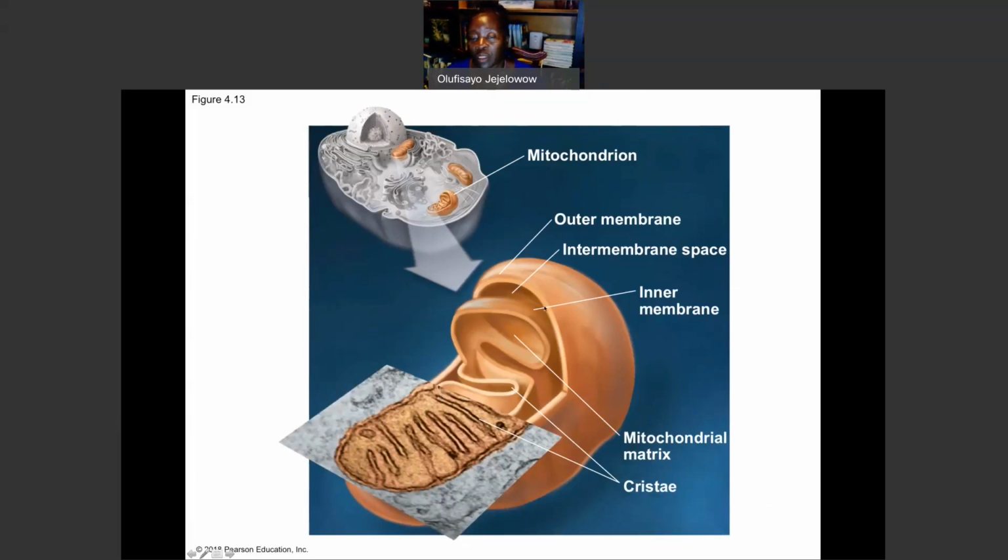It has an outer membrane and an inner membrane. The space between the outer membrane and the inner membrane is called the intermembrane space. The soup or the matrix of enzymes, DNA, and ribosomes are contained in the mitochondrial matrix. So they are all inside the inner membrane. And the inner membrane is not smooth, to increase surface area for reactions of cellular respiration. They fold into cristae. So the inner membrane is folded into cristae. You should be able to label the parts of the mitochondria.